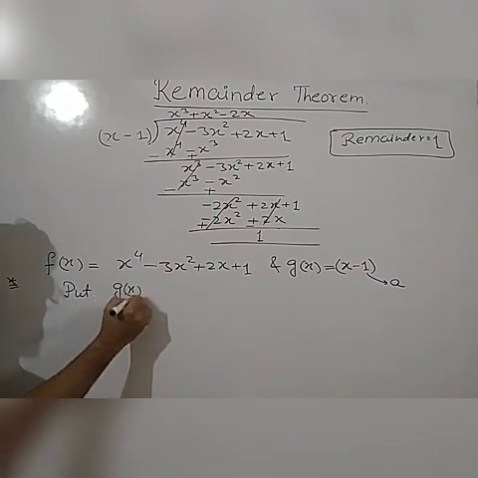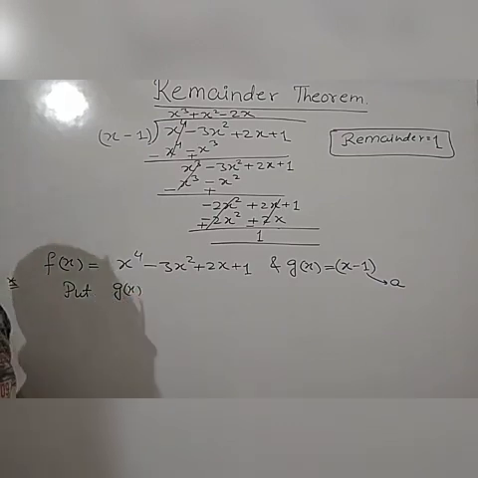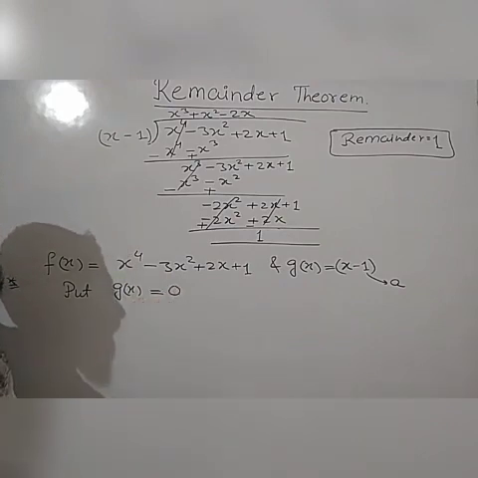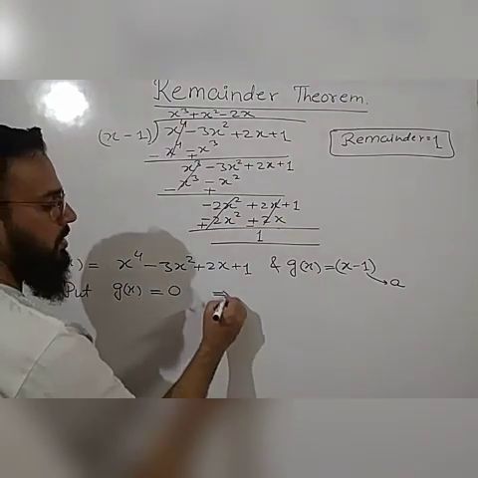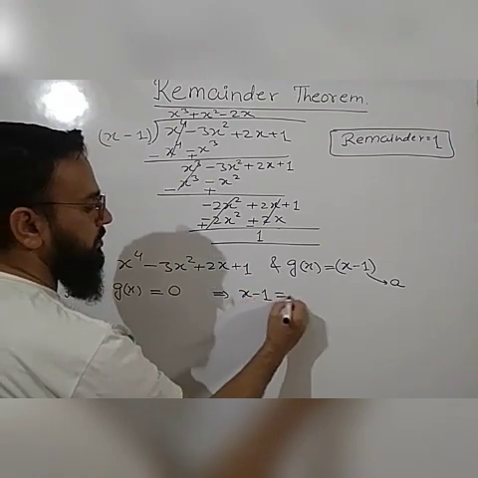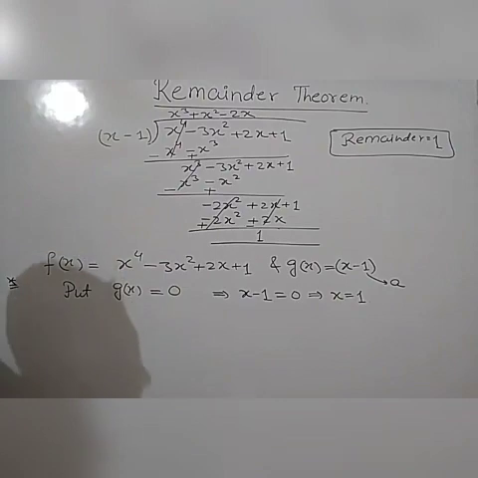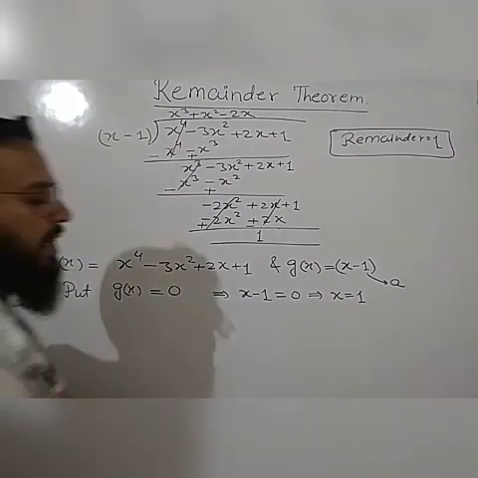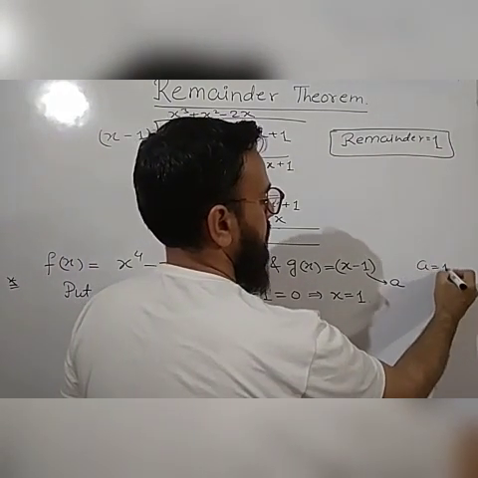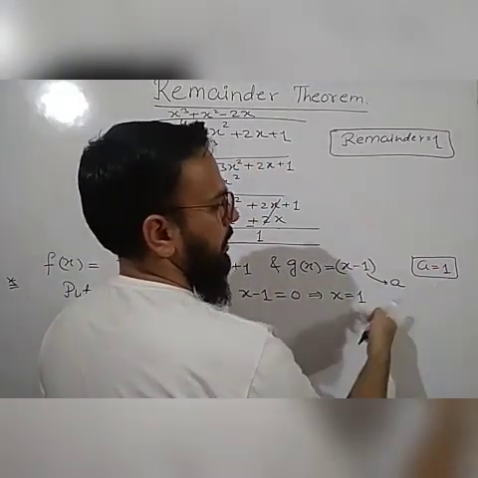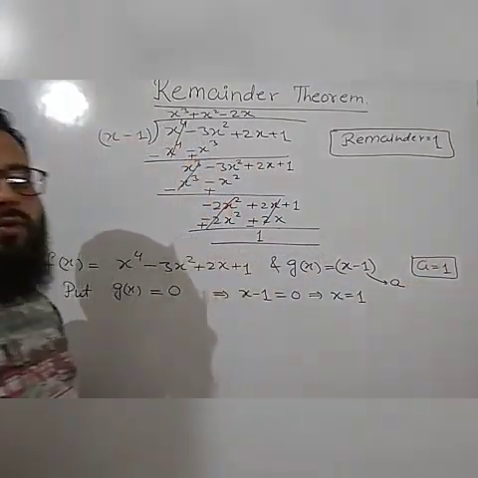So the first step is, put g(x), meaning the polynomial with which we have to divide, always equal to 0. So when we put g(x) equal to 0, we will get x minus 1 is equal to 0. It implies x will be equal to 1. Or we can say that by the remainder theorem, a is equal to 1. X is equal to 1. Or we can say that x is equal to a and a is also 1.